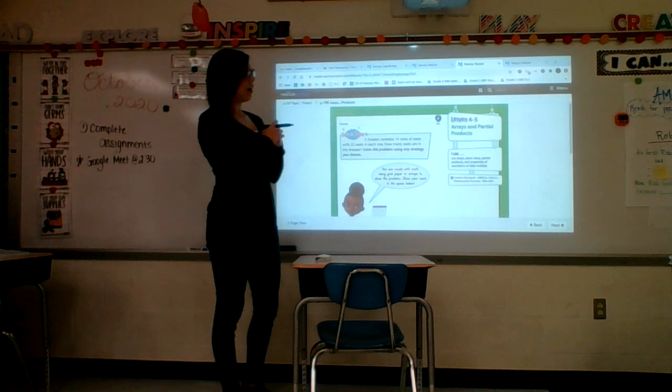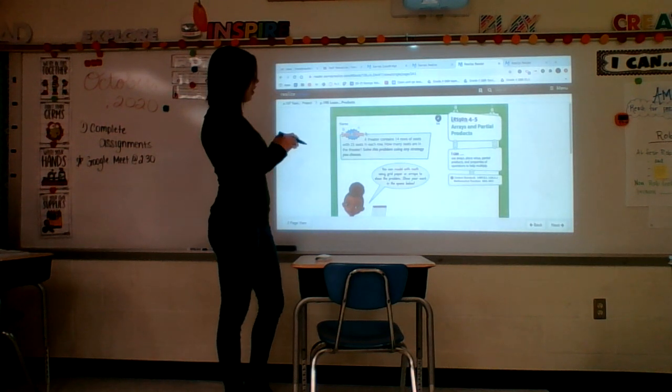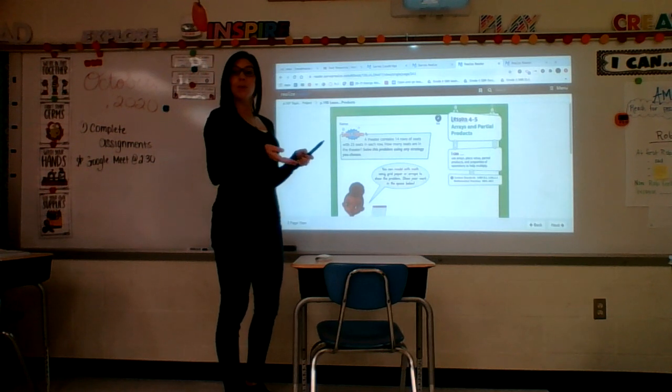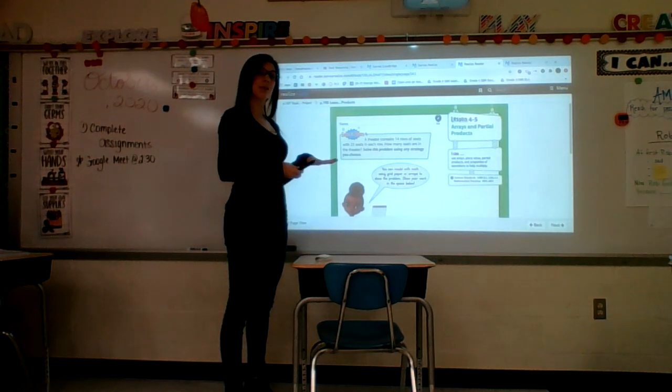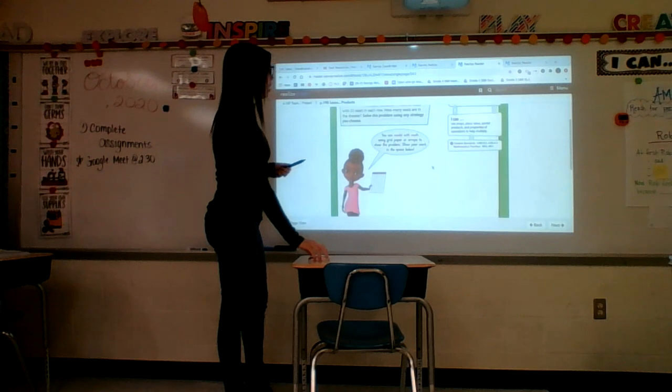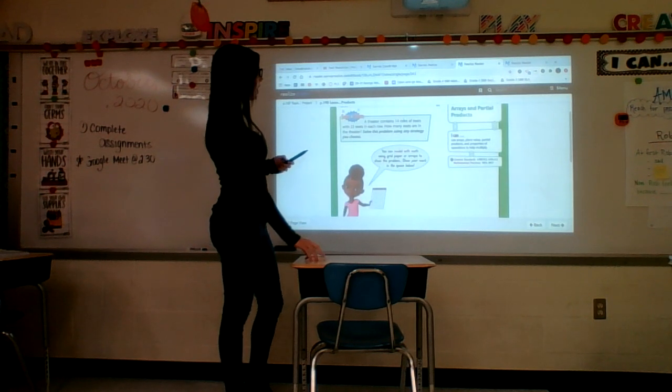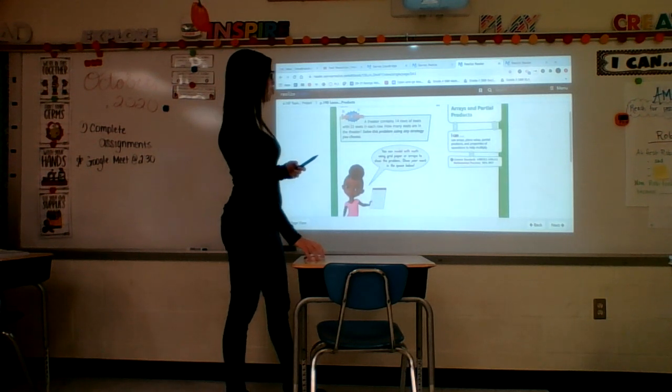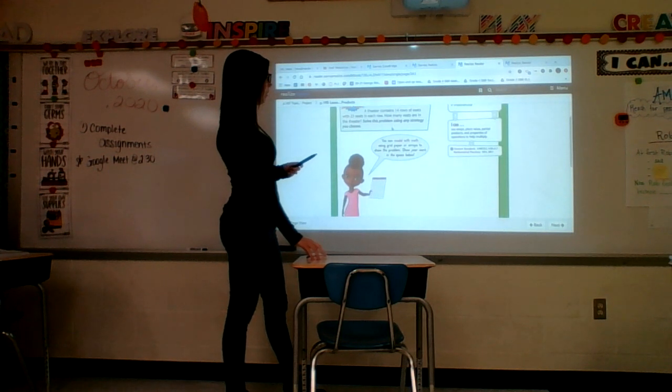For lesson 4-5, we are going to work on arrays and partial products. But if you remember from topic 3, we did area models and partial products, which we can actually do for this as well. So it says a theater contains 14 rows of seats with 23 seats in each row.